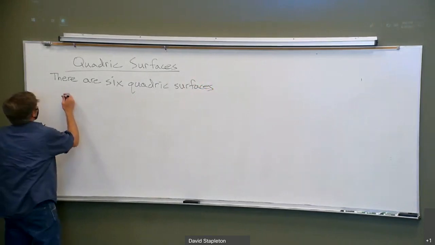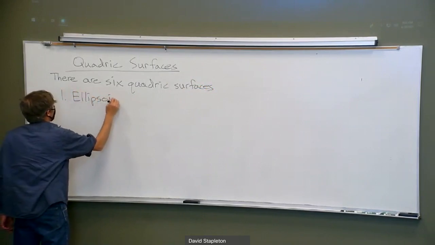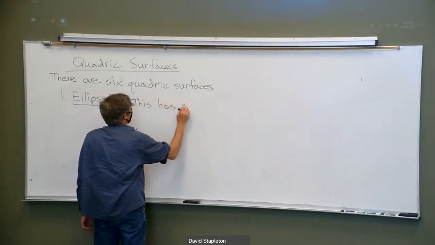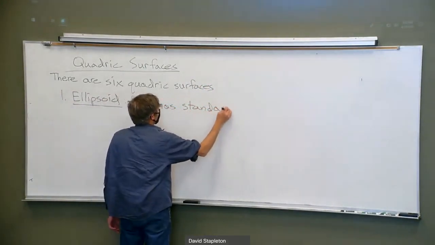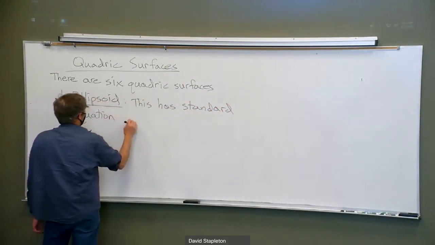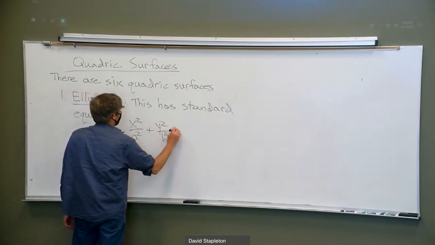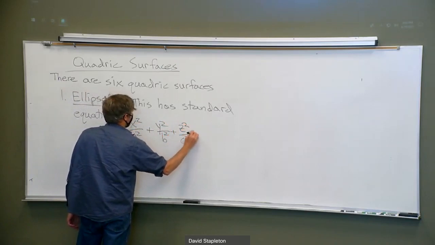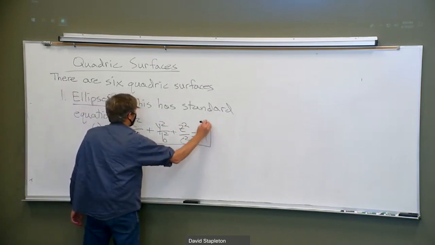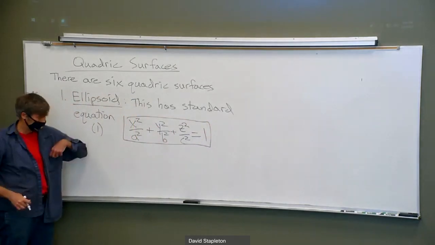So suppose we do this one first. The first one is the ellipsoid. This has standard equation x squared over a squared plus y squared over b squared plus z squared over c squared equals 1. Call that equation 1. This ought to look like something that's similar, right? What does that look like? You've seen before.